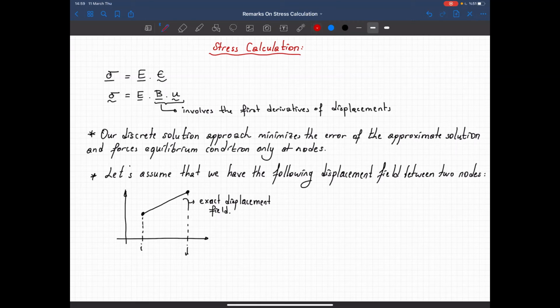Now we said that we do some approximation, right? And at the nodes we have very small error. So let's say that that's the error in displacement. And let's say that here again a small amount of error. And what we calculate as a displacement field is as follows. And when you look at the displacement, you see that the error is not significant.